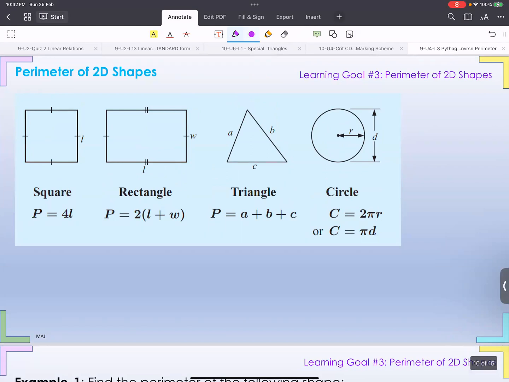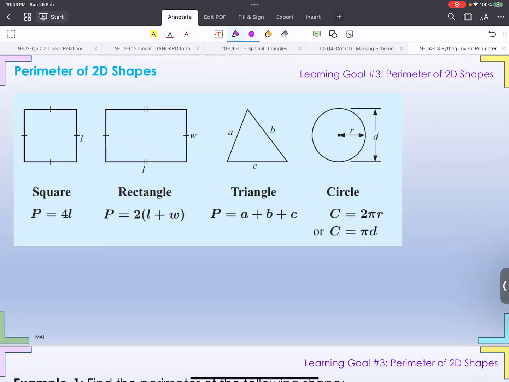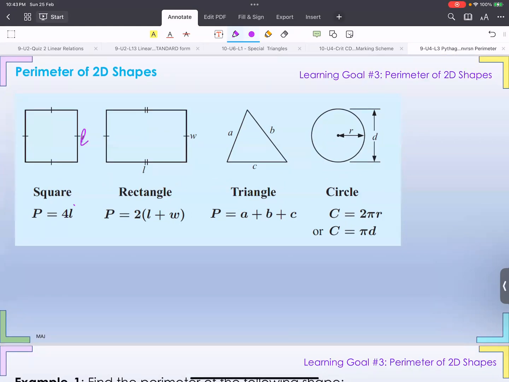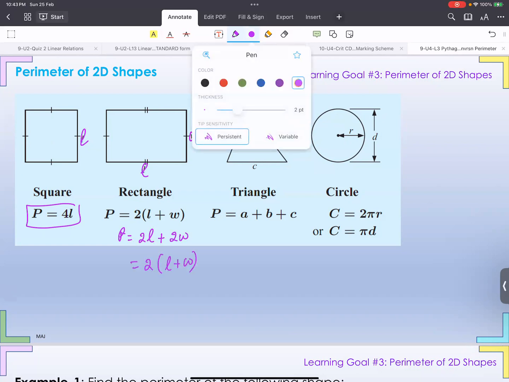Some simple formulae here. If that's L, then perimeter is L. There are 4 of those. So for a rectangle, if this is L and this is W, then the perimeter is 2L plus 2W, which is the same as twice of L plus W. Okay, so that is the second one.